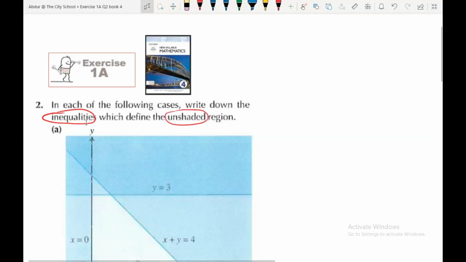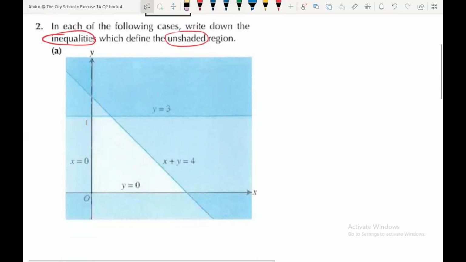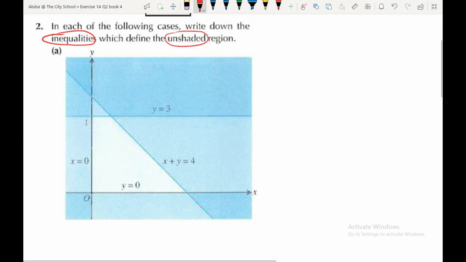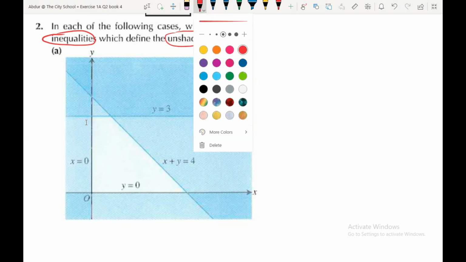So, the diagram is given here. The first step is to recognize which one is the unshaded region. The white region is the unshaded region here. So write down unshaded region first.